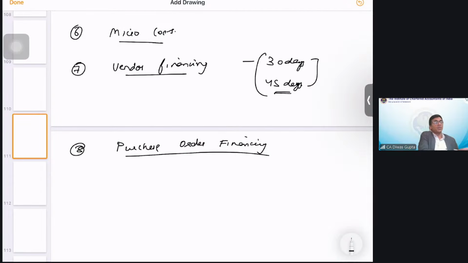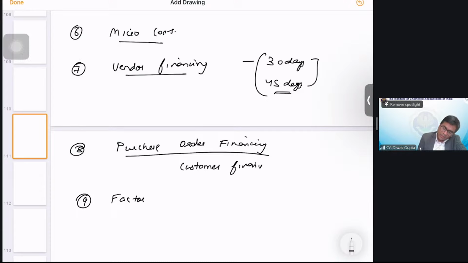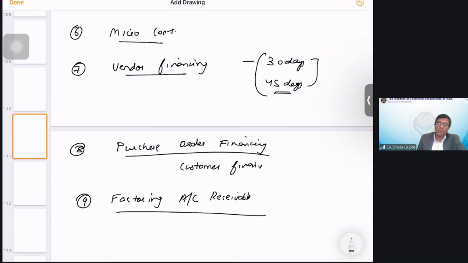So I will ask them, can you give me an advance against this purchase order? Yes. Receive advance from customer against a PO. And that will help me supply them through that advance, which is called purchase order financing. This is coming from customer finance. And the ninth part is factoring accounts receivable. Yes, to purchase the raw material and so on. This was required for that angle.